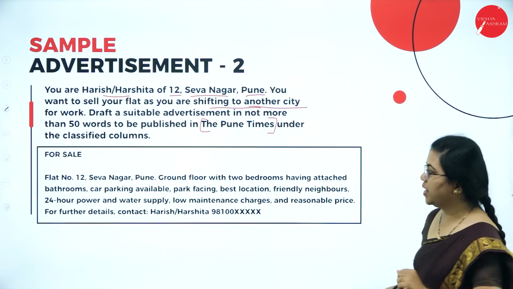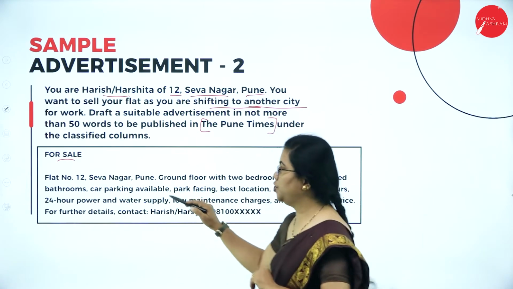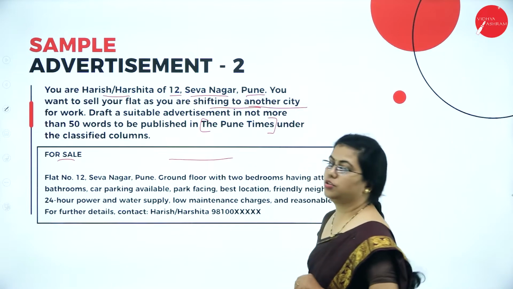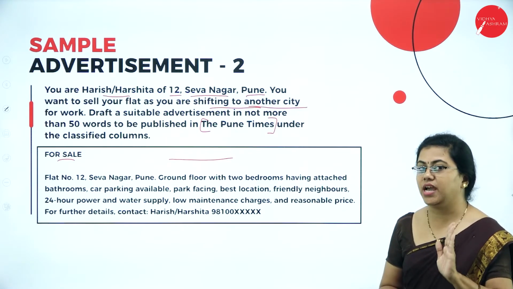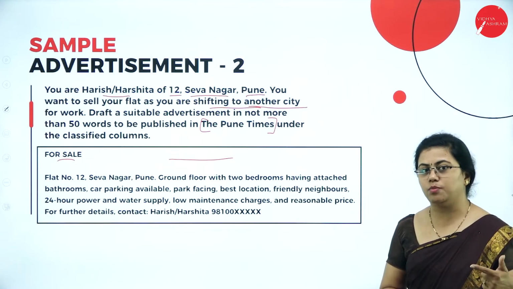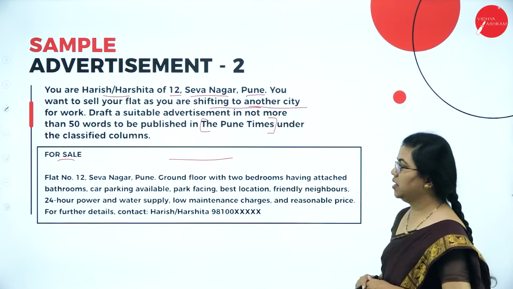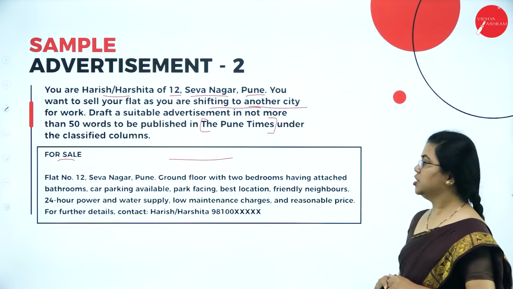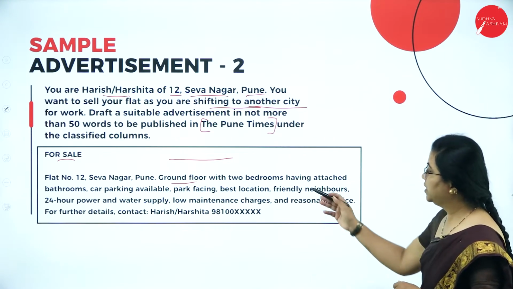Next, let us see how to write it. It is for sale, that is, the flat is for sale. As I told you, you can write it in the center also. Next, you have to specify the address so that the person who is willing to buy will come and visit the flat. So number 12, Sevanagar, Pune, ground floor. So floor matters a lot. Ground floor with 2 bedrooms.